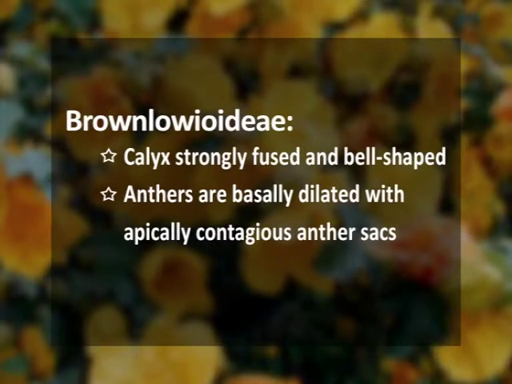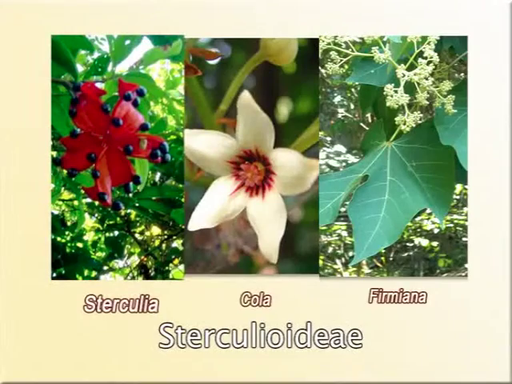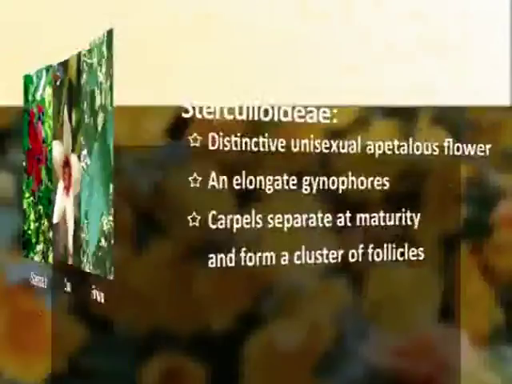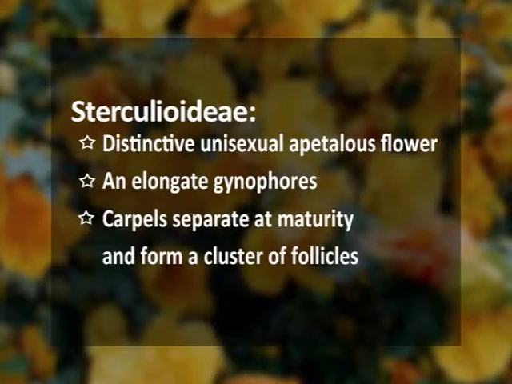Also here, the anthers are basally dilated with apically contiguous anther sacs. One more subfamily, Citriculoideae, which contains common genera Citriculia, Cola, Firmania, and their relatives. They possess a distinctive unisexual epipetalous flower, which is having an elongate gynophore, and the carpels are here separate at maturity, and they form a cluster of follicles.